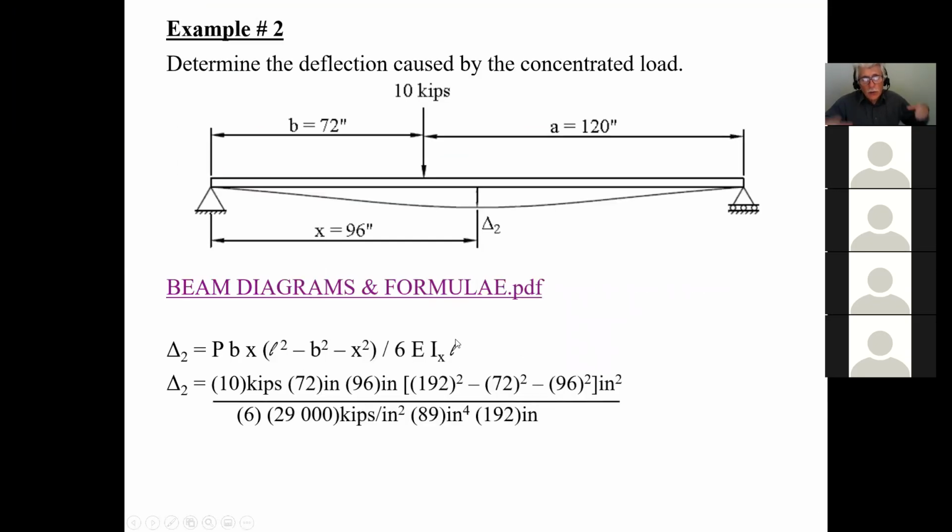And now we're going to use the same concept that we learned here, but we're going to apply it to help us analyze continuous beams. So what I'm going to show you now is how you can apply the principle of superposition to analyze beams.